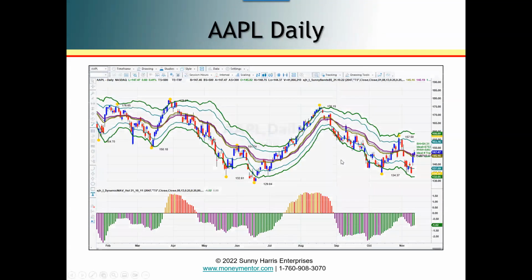This is Apple on a daily chart. You can see the SunnyBands rules apply just as well for this. Red candle turns blue, goes up, hits the inner band, continues to go up, up, up, up, up. Red, blue candle out, red candle in, and we go short.